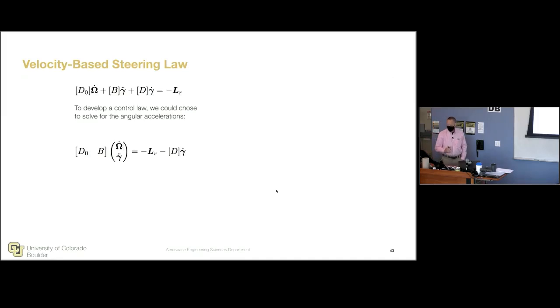So what we're going to do is develop a velocity-based steering law. And I'm going to show you first what not to do. If we did a brute force, we could say, okay, I cannot independently come up with gamma dot and gamma double dot. That would be cool, but it just violates all kinds of laws. So we have to pick one.